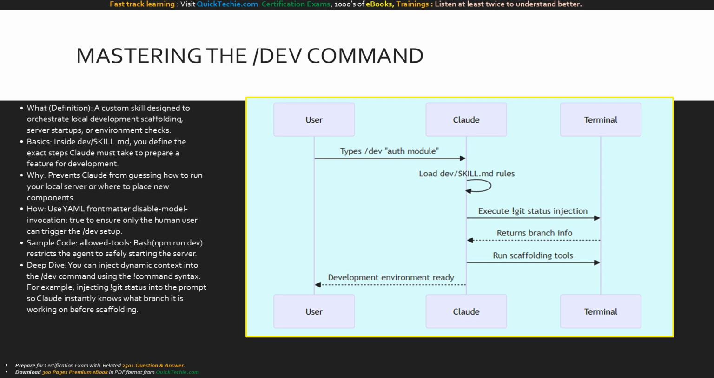How do you secure it? You use the YAML frontmatter flag disable-model-invocation: true. This is vital. It ensures only you can trigger the /dev command, preventing Claude from accidentally restarting your server mid-conversation.